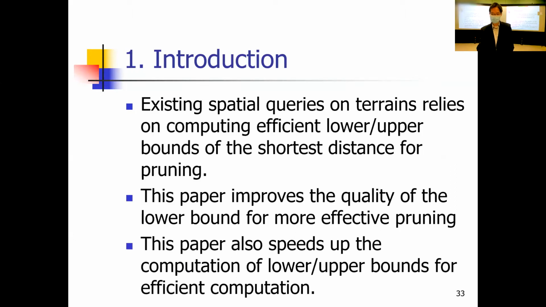So let's go to our introduction. Existing spatial queries on terrain rely on computing efficient lower and upper bounds on the shortest distance for pruning. And this is our major study in this paper. We understand that we need to find the shortest distance. However, most existing spatial queries also consider how to compute lower and upper bounds for shortest distance so that the algorithm can be faster.